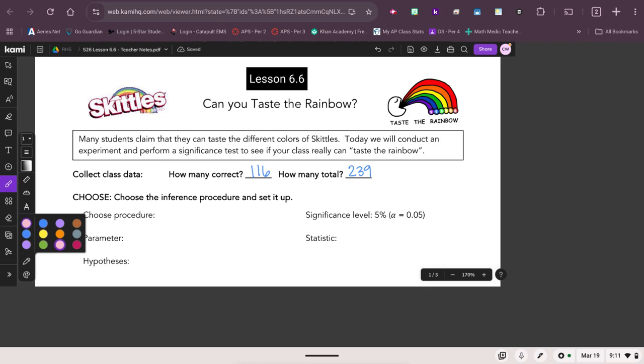The only other piece of information that you need to know before we set up our 4 steps is that the claim is about how well they can actually taste the different colors of Skittles. So we're going to see how good you guys do, but just so you know, I Googled the true proportion that is claimed, and it says that the true proportion, oops, mixing my letters there for you, is 20%. Just so you know.